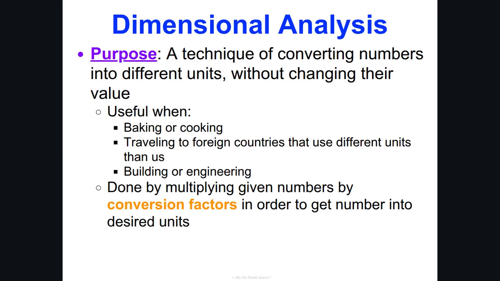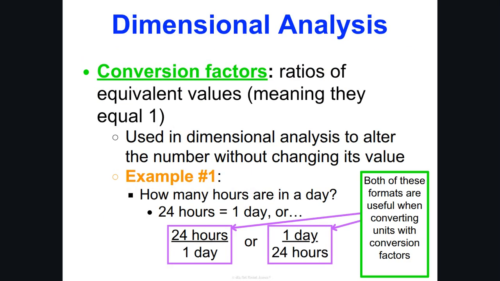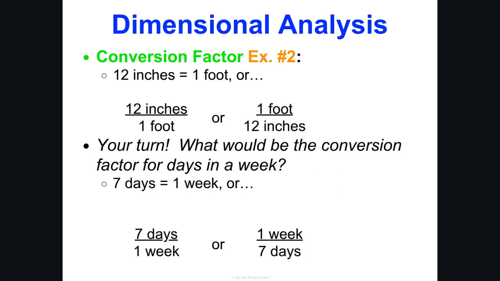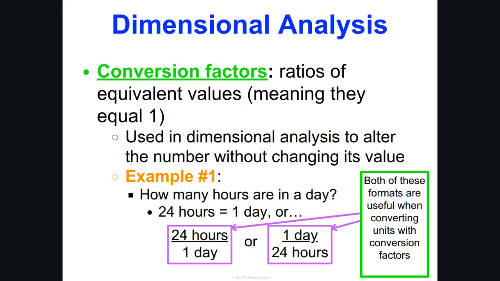The way that we do this is we multiply given numbers by their conversion factors to get the unit that we want. That probably doesn't make a whole lot of sense now, but once we get into this, it will make more sense for you. Okay. So what are conversion factors? They're ratios of equivalent values, meaning they equal 1. And they're used in dimensional analysis to alter the number without changing its value.